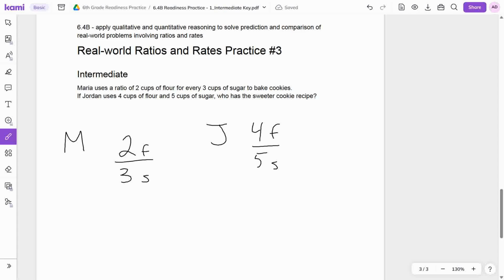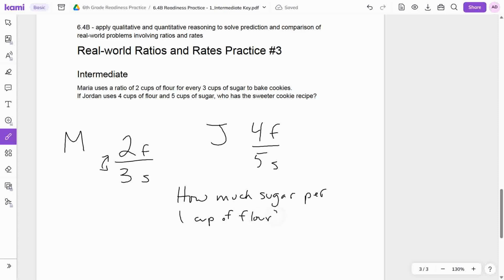Okay, so let's do this. Let's figure out what each of these unit rates are. Okay, and honestly, we can look at these as decimals, right? So if I want to do a unit rate, I'm actually going to flip these upside down, right? Because they gave us this 2 cups of flour for every cup of sugar. I actually want to flip it because I want to know how much sugar there is. Let's write this down. How much sugar per 1 cup of flour?